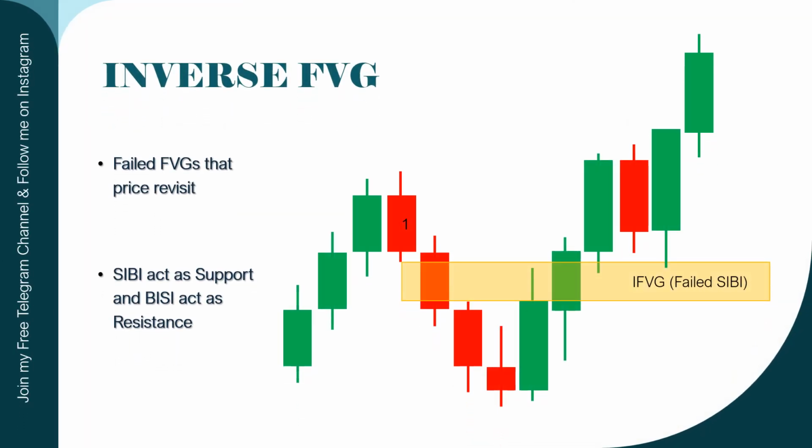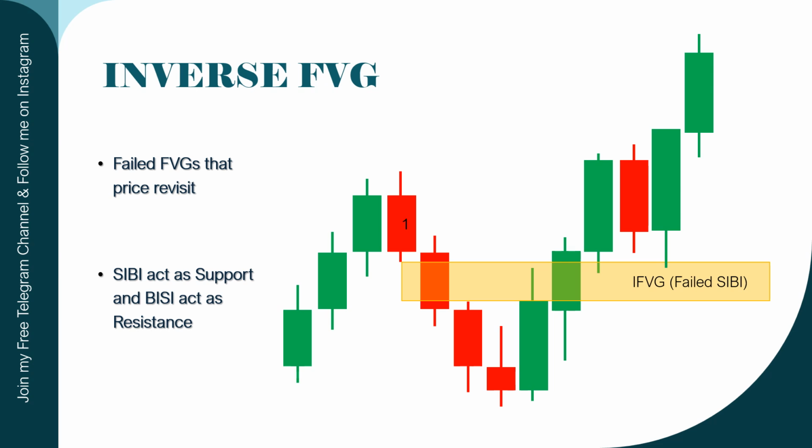All right, so the third fair value gap that I'll talk about is an inverse fair value gap. So in some situations, the market will take out a fair value gap, making it a failed fair value gap, but it's not a completely failed fair value gap. It can still be used at a certain point in time. So for example, here you can see this is a SIBI. The price was going to the downside, left this bearish fair value gap here. So normally you expect the market to react to this fair value gap.